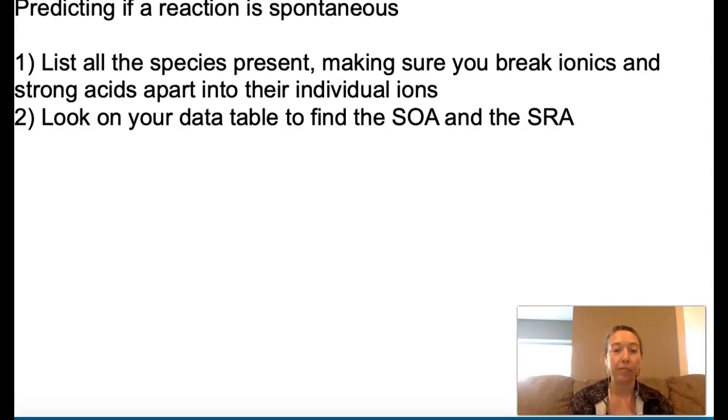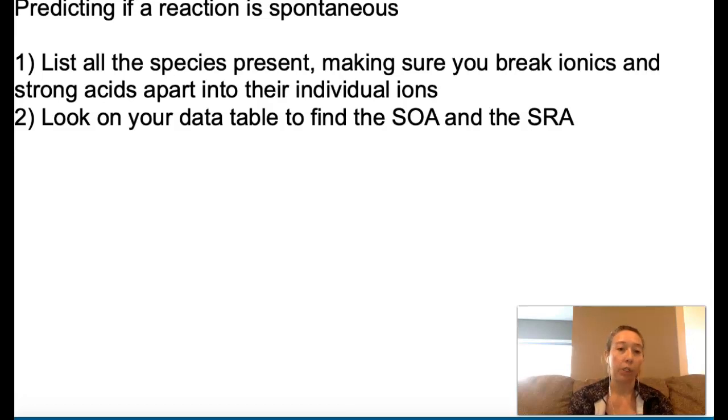We follow some different steps, and it's a good habit to start from pretty early in the unit to start changing how you approach some of these questions. So the first thing you always want to do in a redox question is to list all the species that you have.